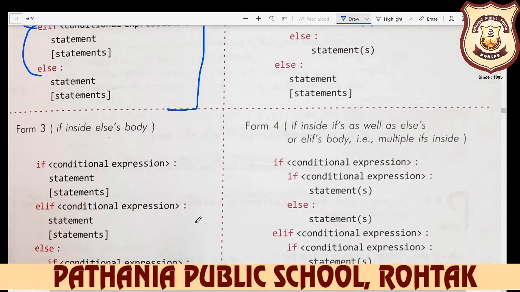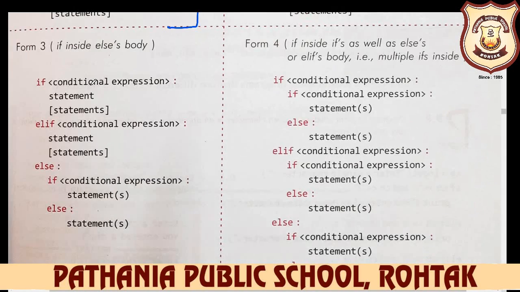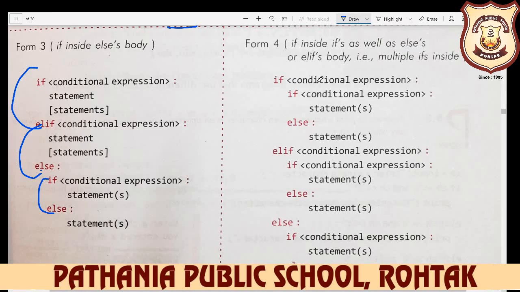So the third form and fourth form are also available in nested if. In this you write down if and elif, after that you write down else. So here we complete our elif statement. After elif, we write down again if and else. We write down in this form also. And your other form is, in first if you write down again if, then else. This else is used for this if.